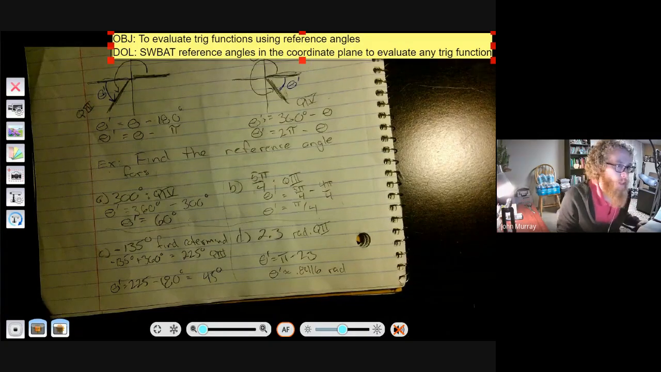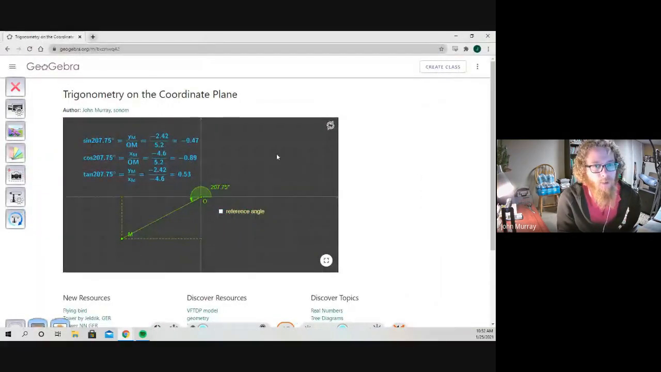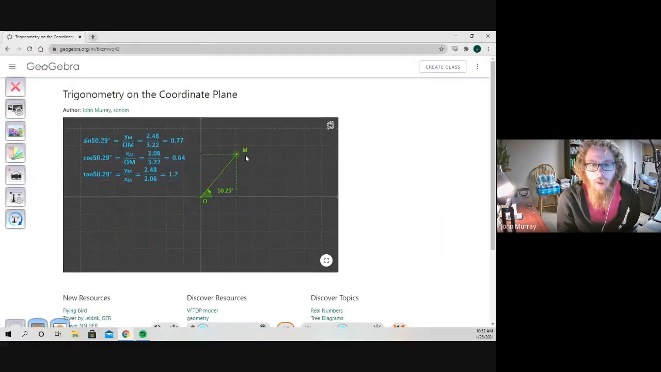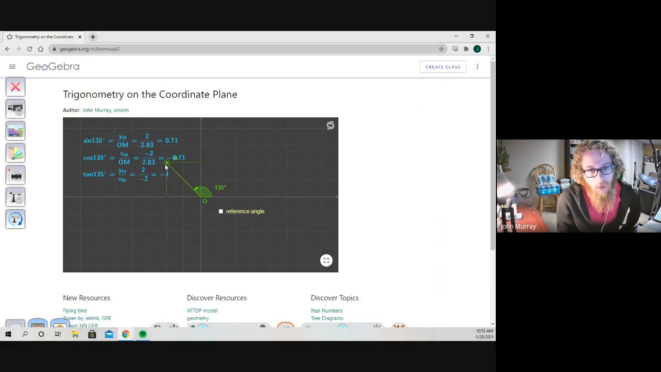All right, so I also have this that I found that actually takes it a step further and helps us solve. All right, so here, this is what we're looking at, right? This is any angle in the coordinate plane. So here with the green, you can drag the point M around, right? And it shows you your reference, your angle here. If you go past 90 degrees, you can click on this little check mark, this box, and it shows you your reference angle.